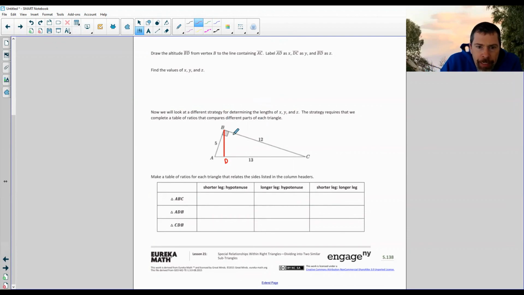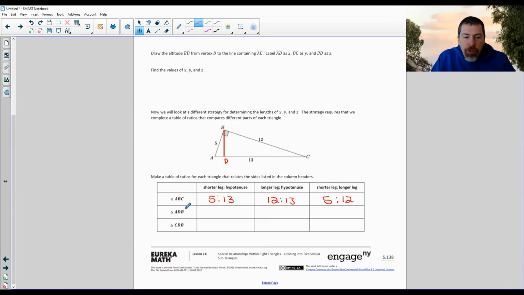So in triangle ABC, the big triangle, it says to compare the short leg to the hypotenuse. So the short leg of the big triangle, now we're looking at ABC, short leg is 5. And the hypotenuse, here's the 90, look across, 13. Okay, so the ratio of the short leg to the hypotenuse is 5:13. The long leg is 12 to the hypotenuse, which is 13. And the short leg, 5, to the long leg, is 12.